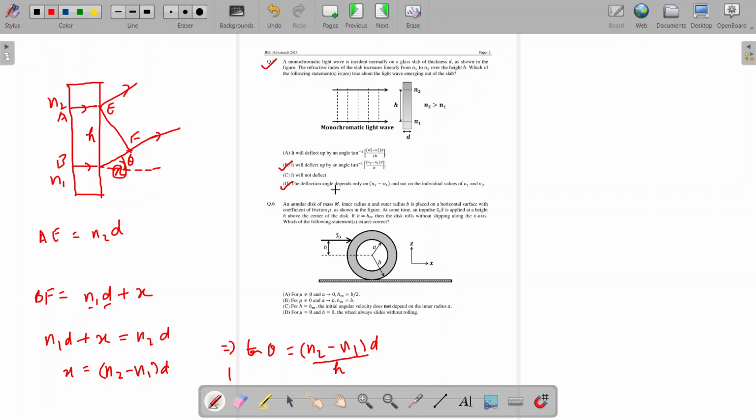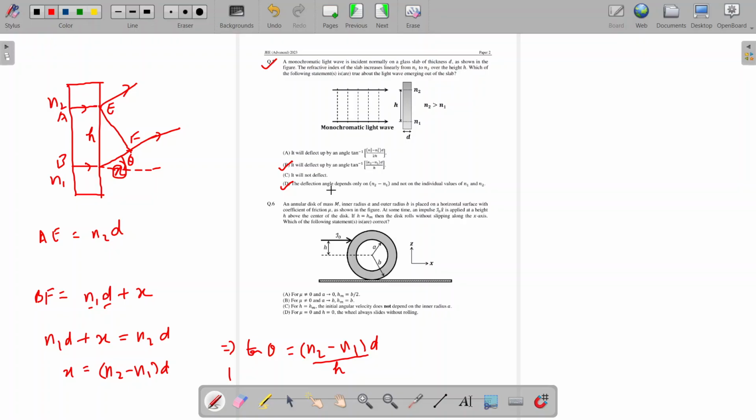The deflection of the angle depends only on the difference of the refractive index between the points A and B. So that is this one. So basically I want to reiterate what is optical path length. Optical path length is that distance which we use to calculate the phase difference between two different light paths.